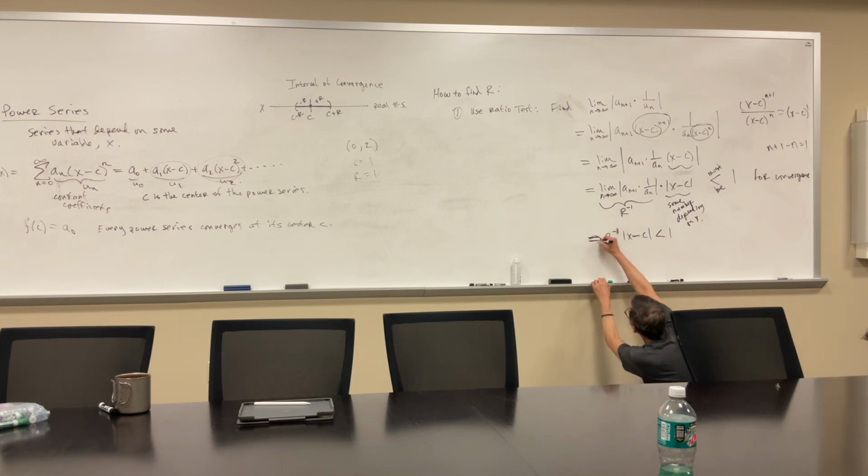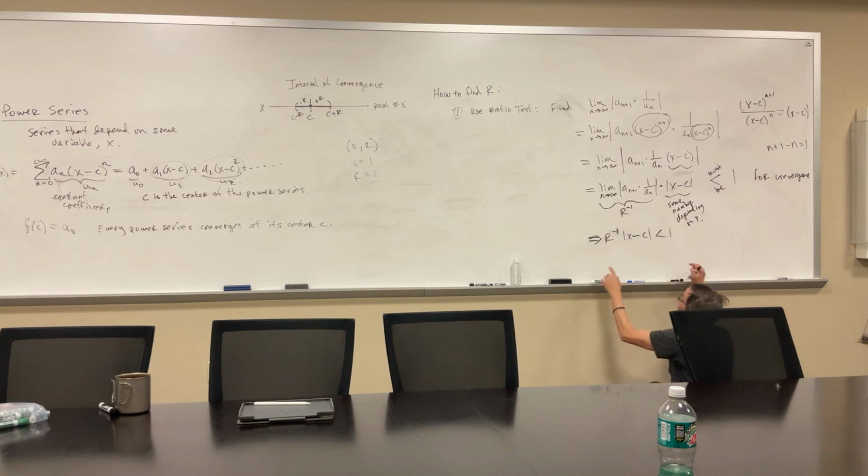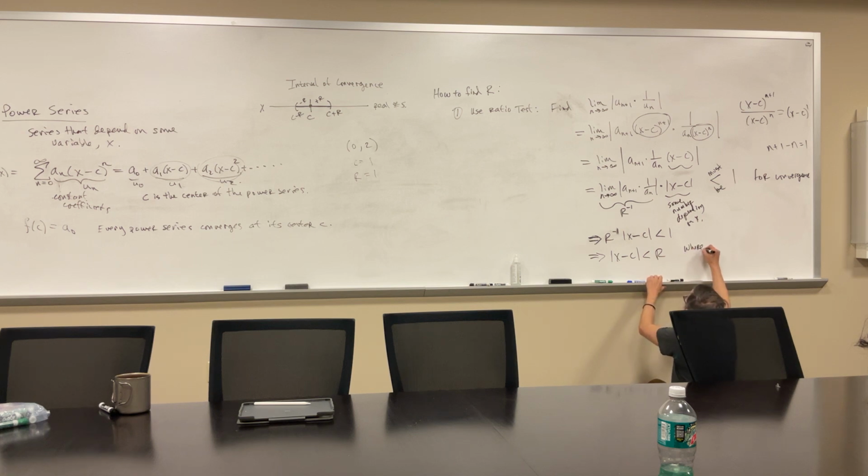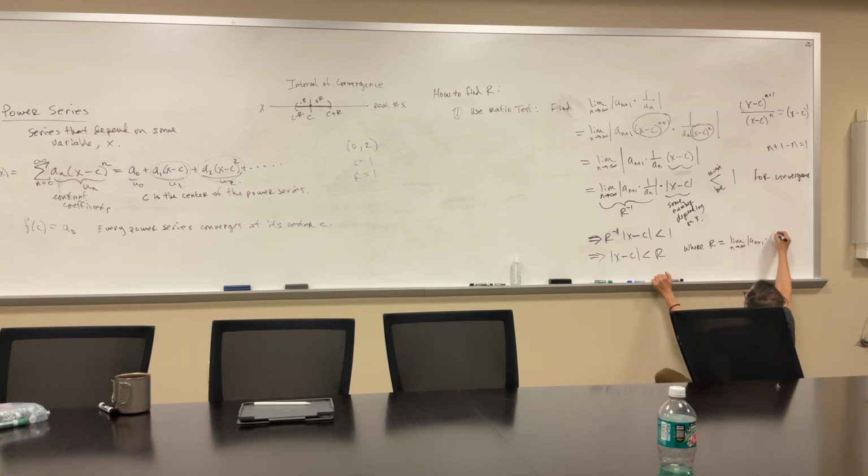So this tells us that r inverse times this thing must be less than 1. And now I'm going to multiply both sides by r. So x minus c has to be less than r. And what was r? Where r is 1 over that quantity. So it's going to be this limit, as n goes to infinity, of the coefficient stuff. Let's put a 1 over there.